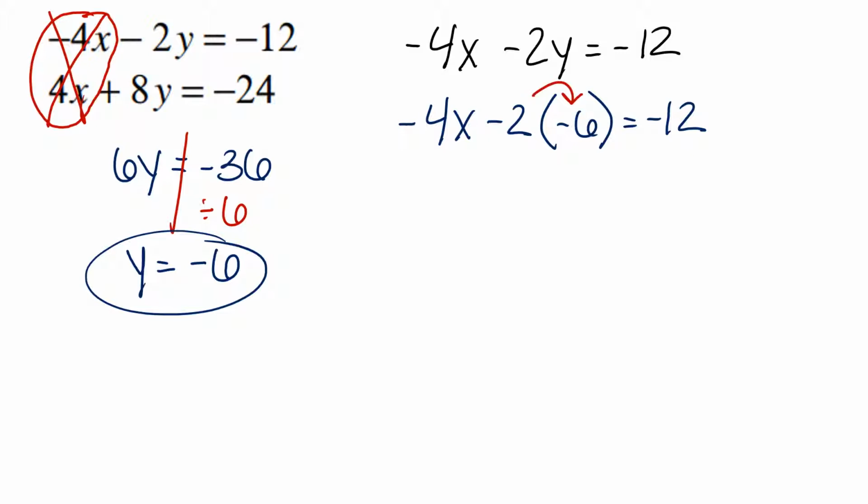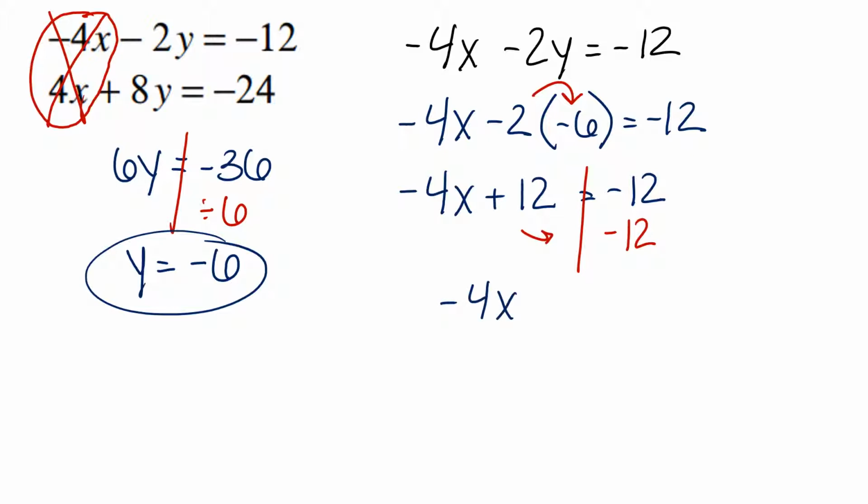Now when we solve the equation, we start by multiplying and distributing that negative 2. Negative 2 and negative 6 is going to give us a positive 12. Still combining like terms, plus 12 and the negative 12 are on opposite sides, so we do the opposite. Instead of plus, we do a minus 12. Negative 12 minus 12 is a negative 24.